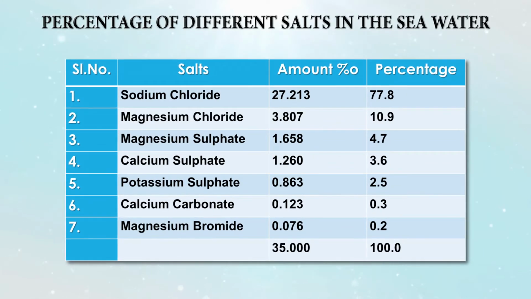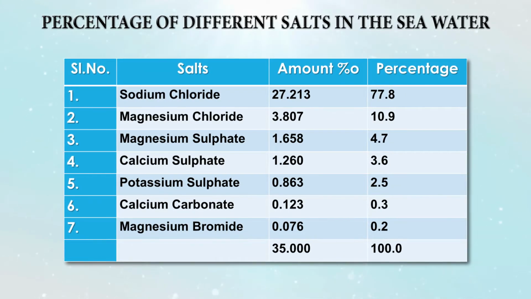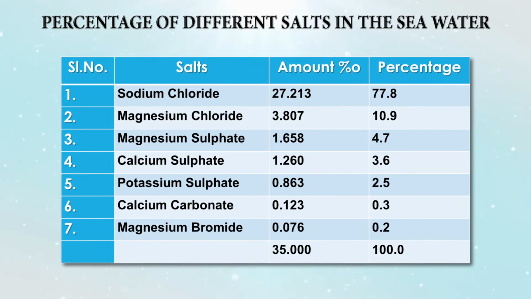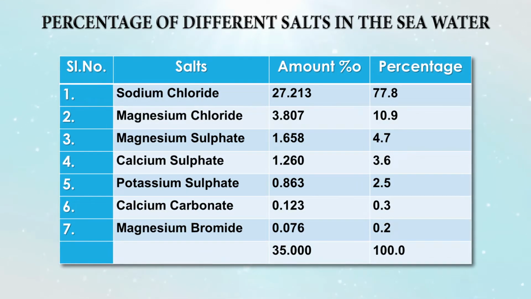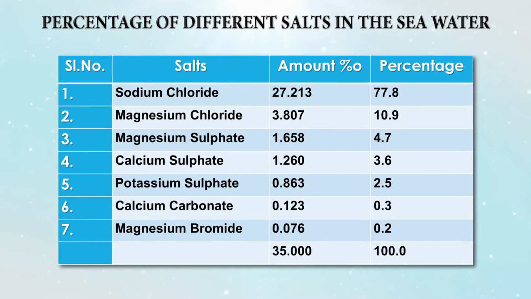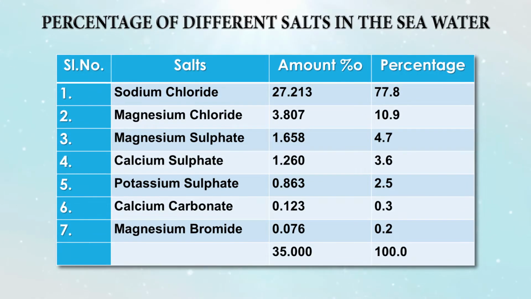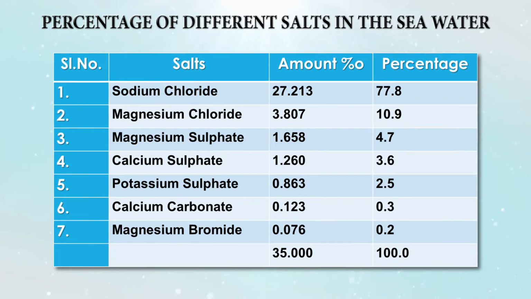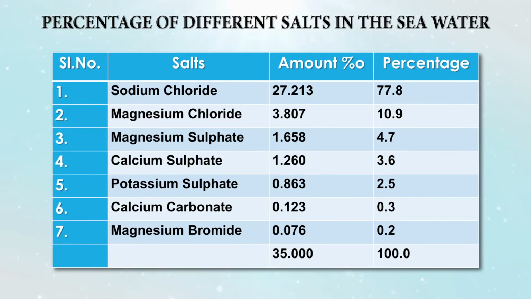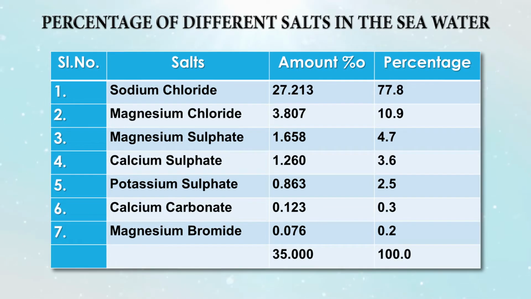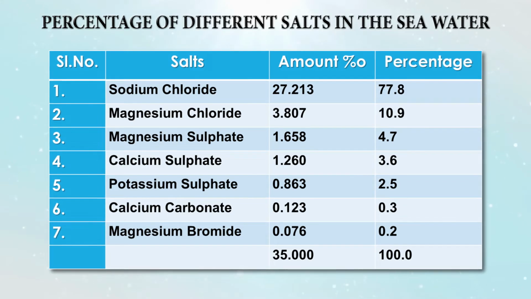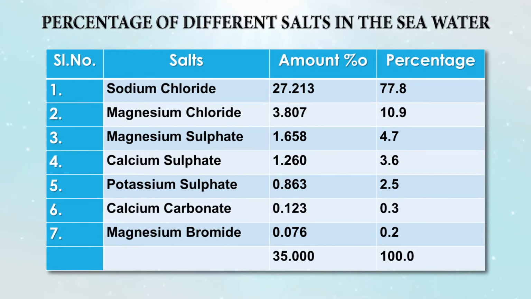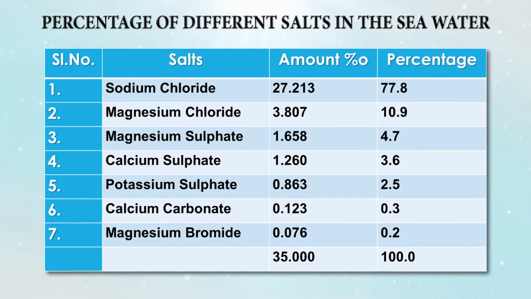Let us see in this table. You can see the salts are mentioned in the left column, like sodium chloride, which is the most prominent salt present in sea water. If we consider the average salinity as 35 per thousand, then the amount of sodium chloride is about 27 per thousand. And then we have other salts like magnesium chloride, magnesium sulfate, calcium carbonate, etc. The rightmost column is shown in terms of percentage. So both in terms of per thousand and in terms of percentage, the amount of different salts in the sea is shown in this table, and you can compare them.